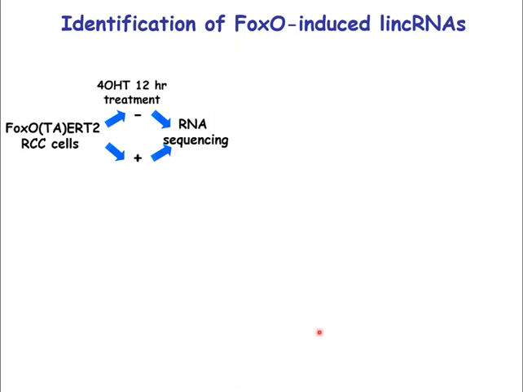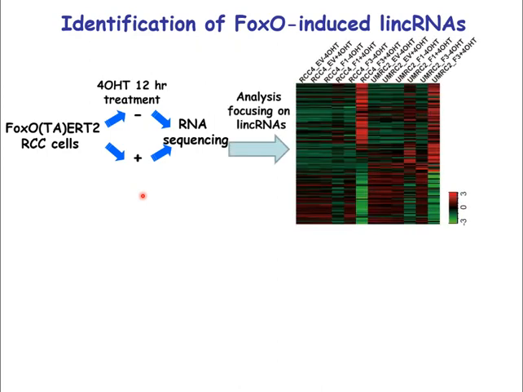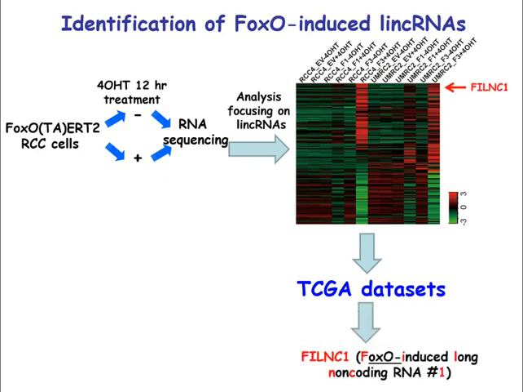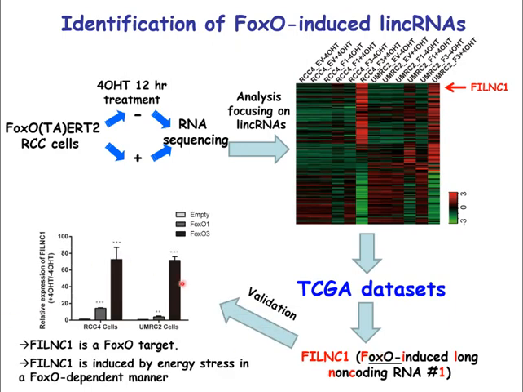In this case, we did RNA sequencing to compare the FOXO on and off conditions, and identified many non-coding RNAs which can be upregulated by FOXO. And one of the most striking non-coding RNAs, again filtered with the TCGA dataset, is a completely unknown non-coding RNA which is significantly upregulated by FOXO. We call it FOXO-induced non-coding RNA number 1, or FLINK1. Just to show that this non-coding RNA can be very potently induced by FOXOs, we further show it's a FOXO target.